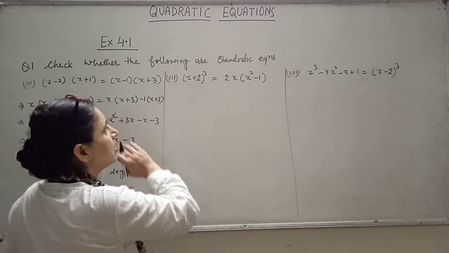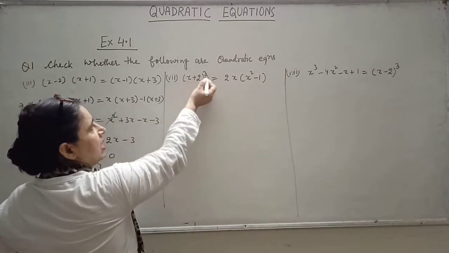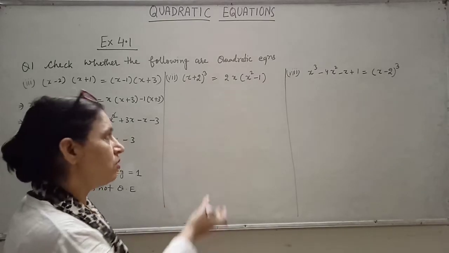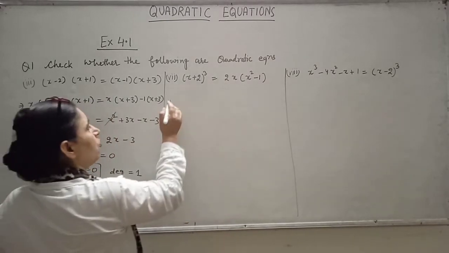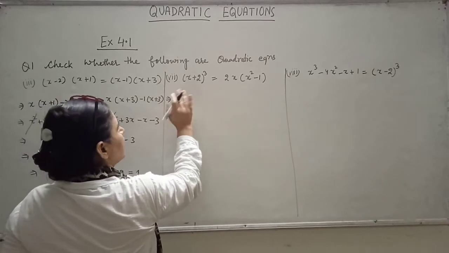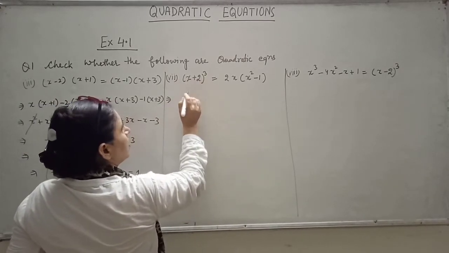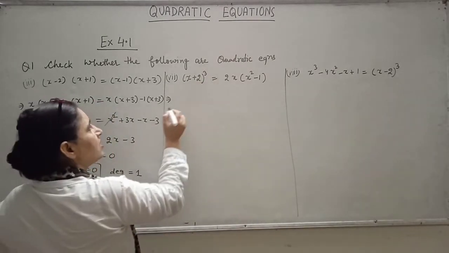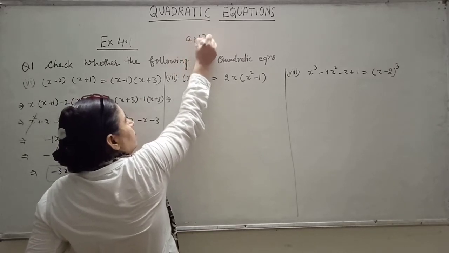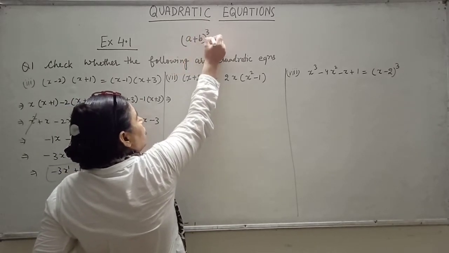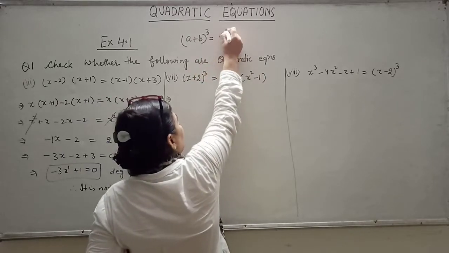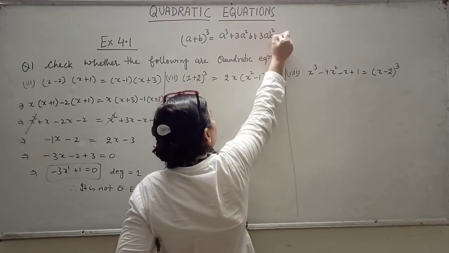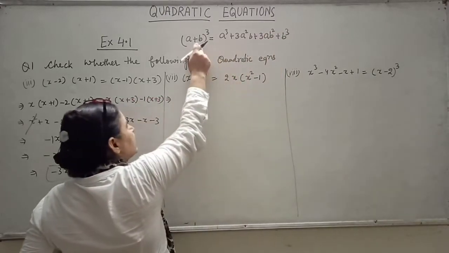And if you look at this, you might be thinking that here it is power 3, so it's not going to be a quadratic equation. So let us see. Don't predict it before calculating. So a plus b raised to power 3. You should have the knowledge of all these identities. A plus b whole cube is a cube plus 3a square b plus 3ab square plus b cube. So I am going to apply this identity here.